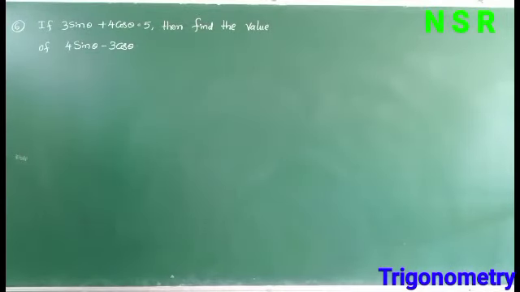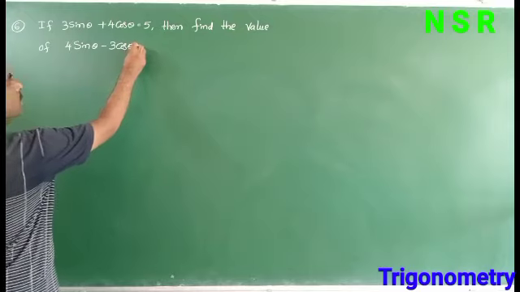Next question number 6. If 3 sin theta plus 4 cos theta equal to 5, then find the value of 4 sin theta minus 3 cos theta.